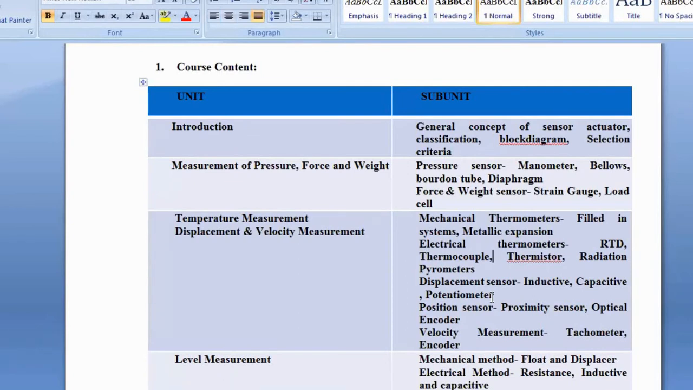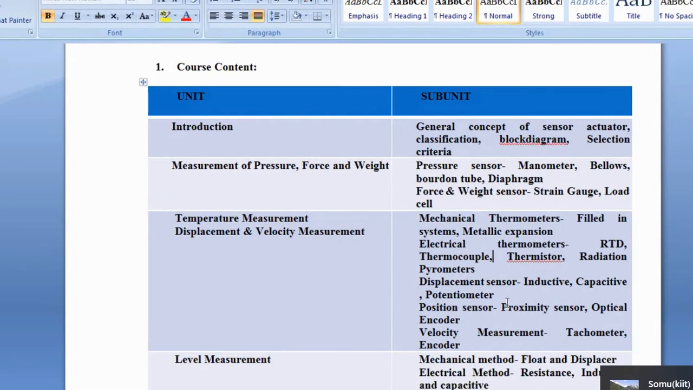The schematic diagram, the schematic arrangement, is very, very important. For each sensor that was discussed, the diagram is very important. Suppose any question comes to you, first try to draw the schematic diagram, because it will carry 1 or 2 marks. Even if it is not mentioned, you have to draw it. Without it, we will not add the marks. So that is simple, right? That is about displacement sensors: inductive, capacitive and potentiometer.